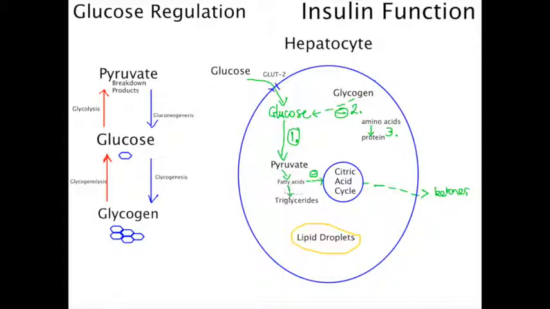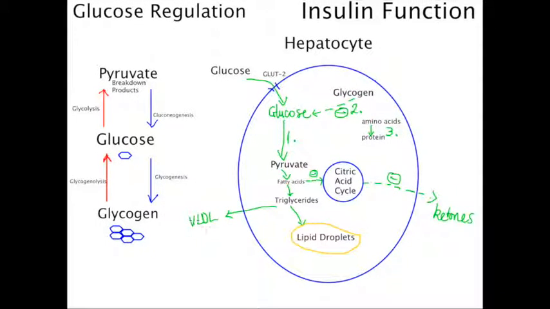Instead, it follows the pathway here to triglycerides, and triglycerides either form lipid droplets as storage, or they can enter the bloodstream as very low density lipoproteins. Very low density lipoproteins can transport these triglycerides around the bloodstream to other cells to use as substrate.